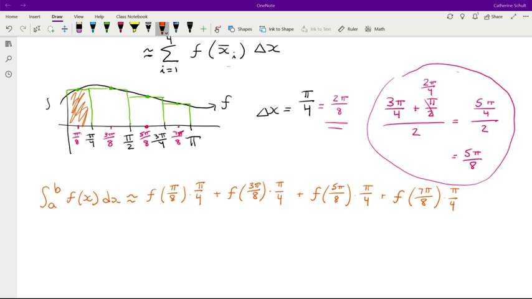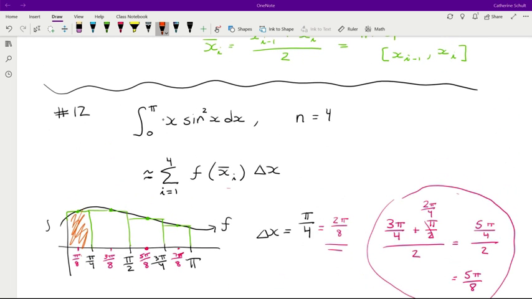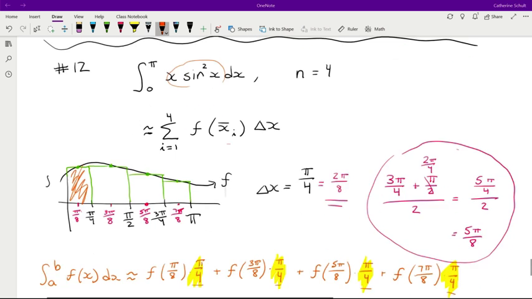Now we have to clean it up. We actually have to evaluate it. So one thing I'm going to do, so my computations are a little bit more simple. Notice we have the pi over 4 factor in all of our terms. So what does that tell us? We can factor it out. Okay, so now I'm just going to plug in pi over 8, 3 pi over 8, et cetera, into this function, x sine squared x.